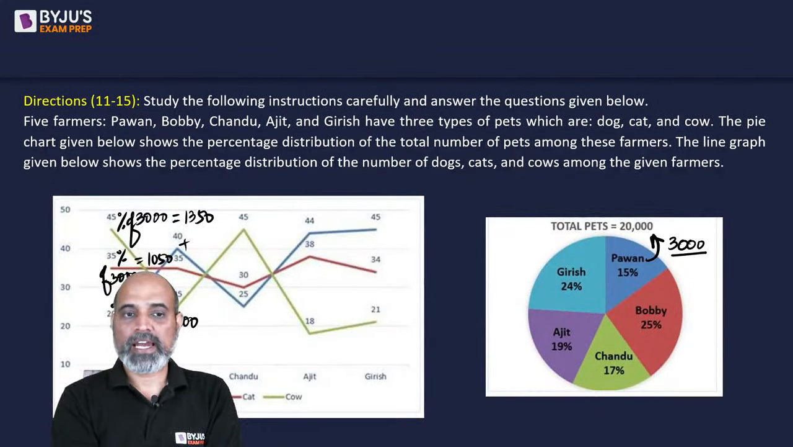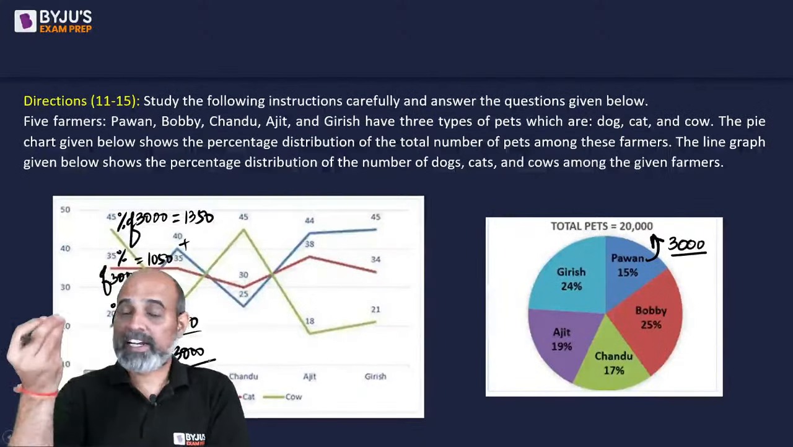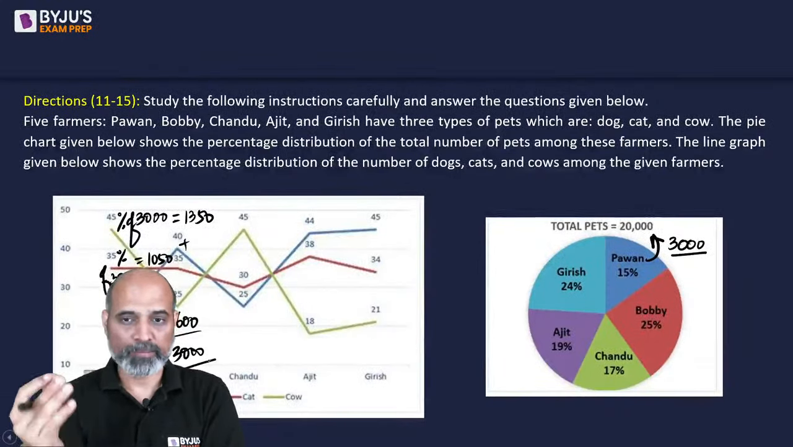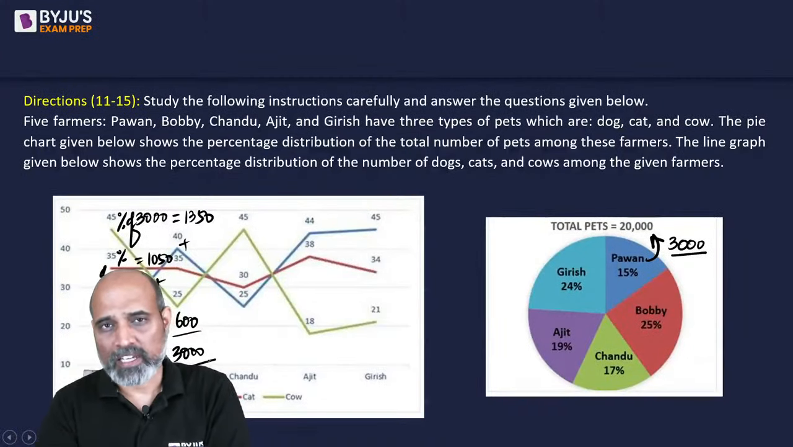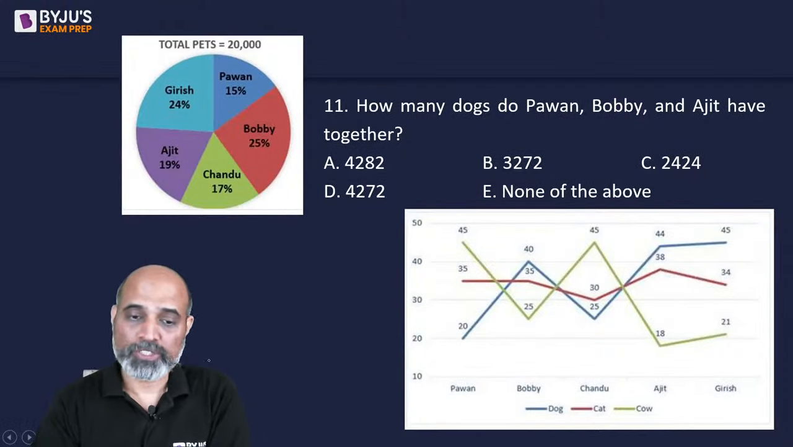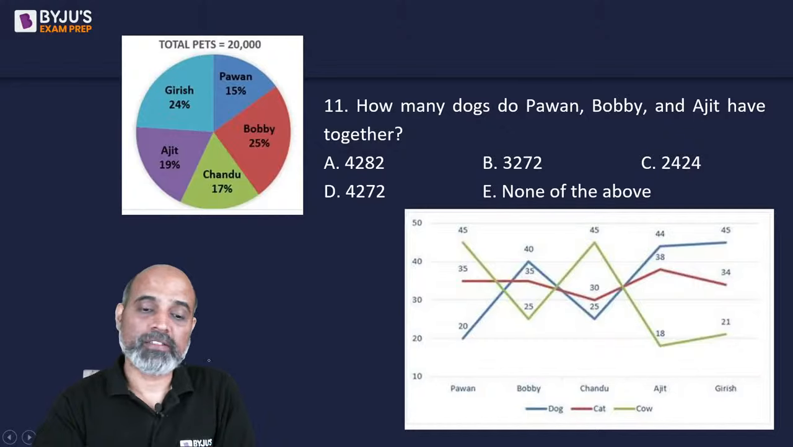If you actually add these three, ये वापस से 3,000 बनता है, which is for Pawan, total number of pets that he has, right? Once we are able to understand how to relate the pie chart and the line graph by taking one example, we are pretty sure we will be able to do it for Bobby, Chandu, Ajit, सबके लिए चलेगा. Once that part is understood, we can go ahead and solve the questions. How many dogs do Pawan, Bobby and Ajit have together?